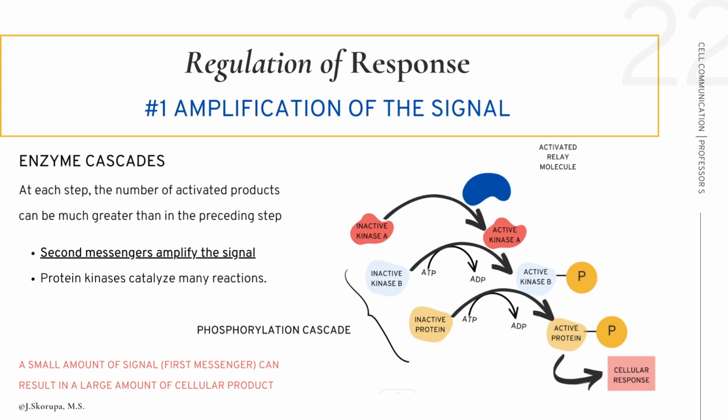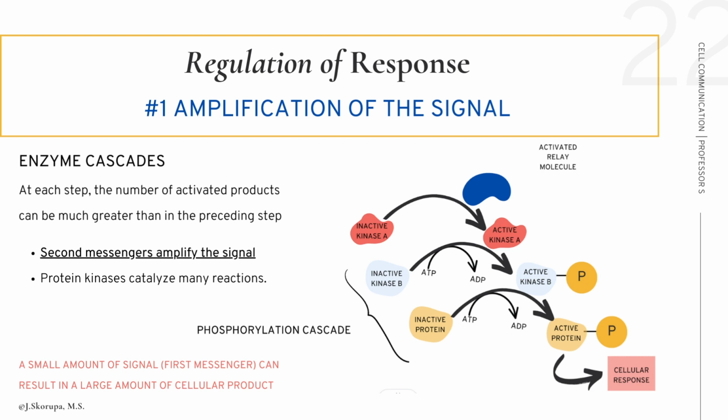Number 1, amplification of the signal. Enzyme cascades amplify the cell's response to the signal. At each step of a cascade, the number of activated products can be much greater than in the preceding step. This is a very important concept.